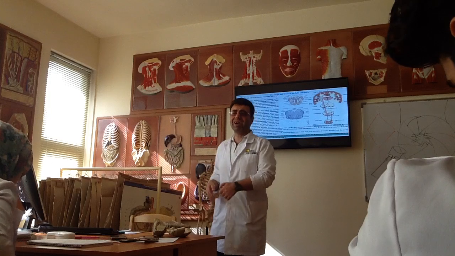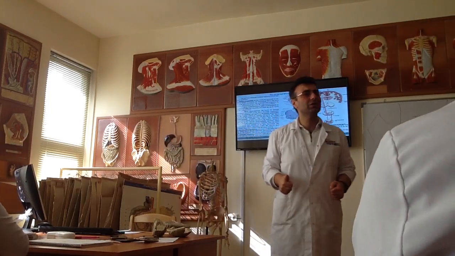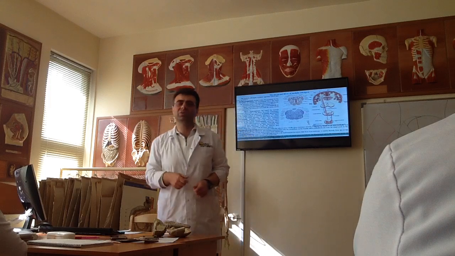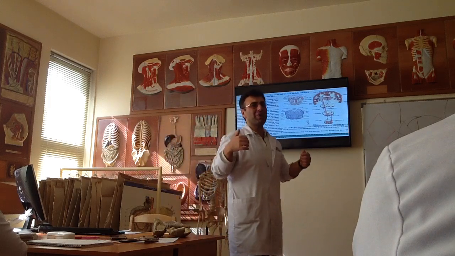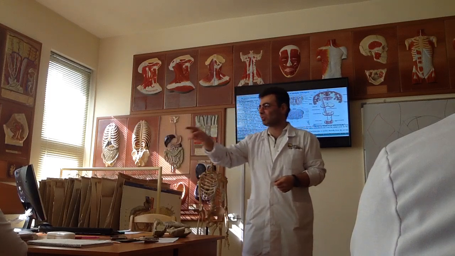It is divided into 2 pathways. Number 1, corticospinal. Number 2, corticonuclear. Once again, corticospinal and corticonuclear. Corticospinal goes from the cortex exactly without interruption to the spinal cord.